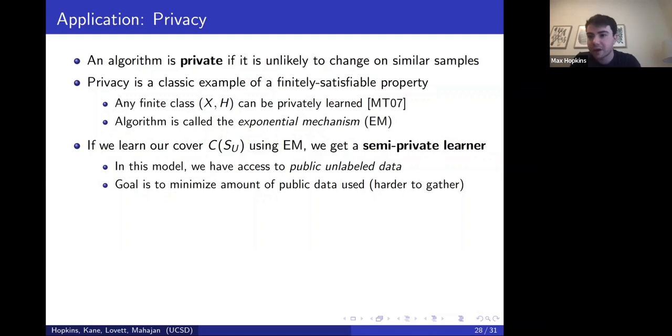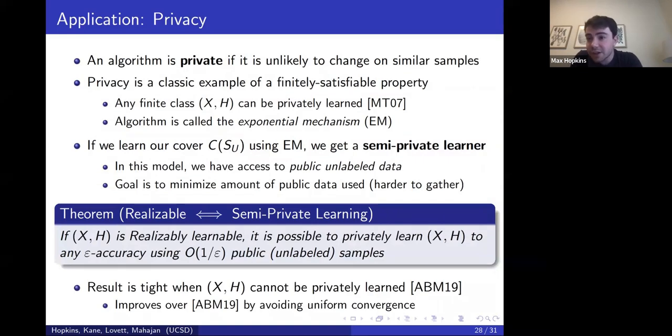So you think about it as modeling this scenario where you have a little bit of opt-in public unlabeled data. You don't have to be private with respect to this little bit of unlabeled data, but you still have to be private with respect to everything else. You can't leak any labels. You can't leak any of the private labeled data. And the goal in this model is to minimize the amount of public data that you use, because just generically, public data is harder to gather, right? It's easier to get data if you promise someone that it's going to stay private than if you just tell someone, okay, I'm going to release this public data. So you want to minimize the amount of public data.